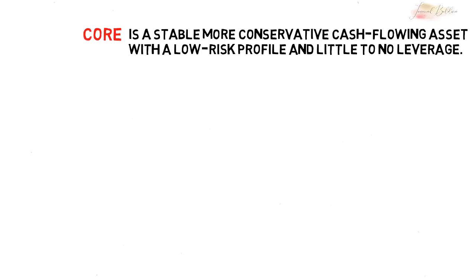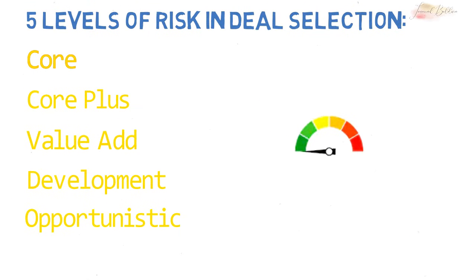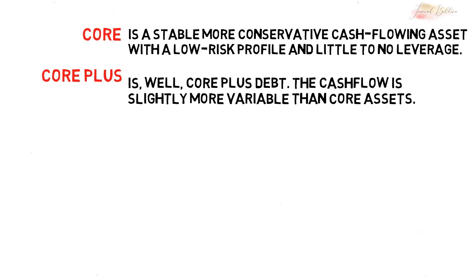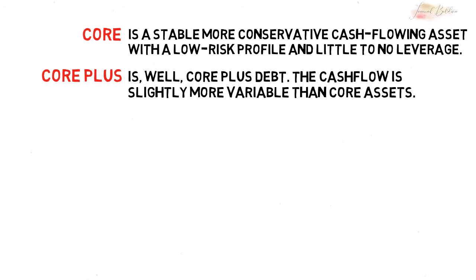An example of a core property would be a Class A property in the most incredible location with no debt with very steady cash flow. After core, you have core plus. A core plus deal is riskier than a core deal. Core plus is core plus debt. The cash flow is slightly more variable than core assets.